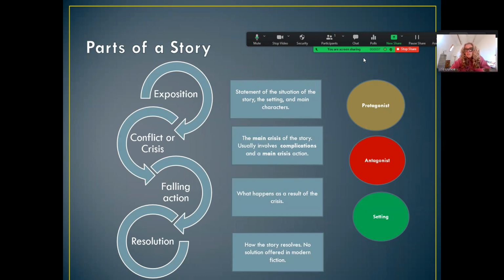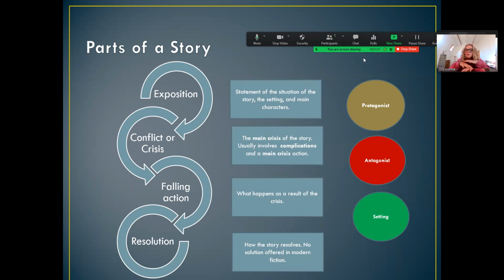So the parts of a story are the main ways that we're going to talk about the different elements in a story. The beginning of a story is the exposition, and this is where the scene is set. We understand what the setting is, who the protagonist is, who or what the antagonist is, and really the situation of the story. That'll all be set up in the exposition.